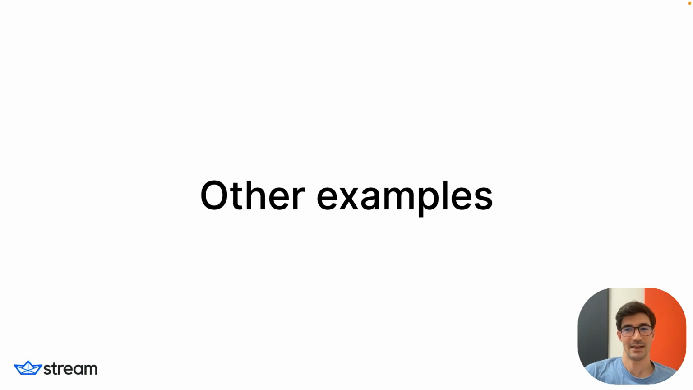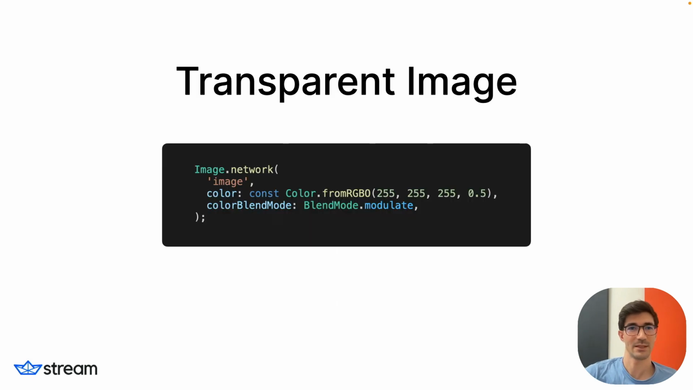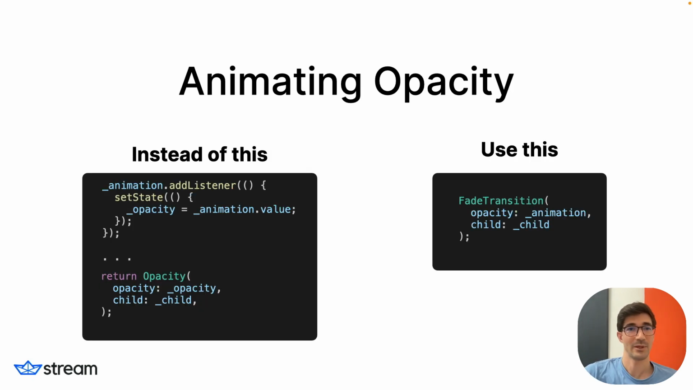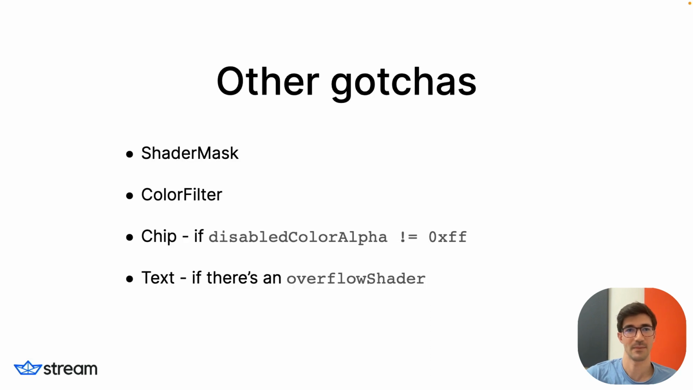Okay, let's continue to look at another example. If you want to apply opacity to an image, then rather than using opacity, you can set the color directly and use a blend mode. And when we want to animate opacity, instead of manually animating the opacity through set state or some other technique, use fade transition instead. There's also lots of built-in optimization in the fade transition class.